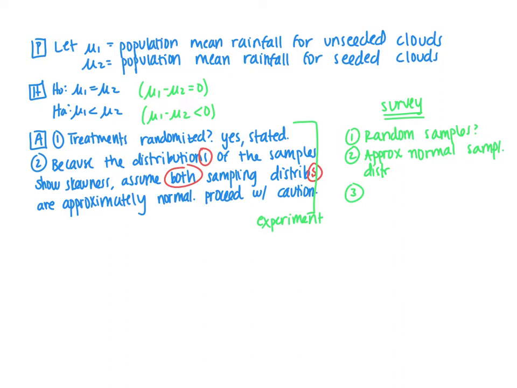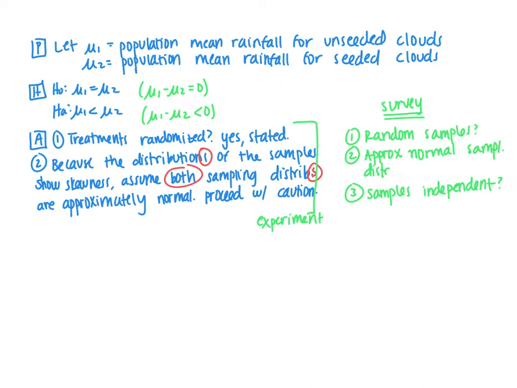If it's a survey or an observational study, your samples need to be independent. So how one sample was chosen needs to be independent of how the second sample was chosen. Again, that only applies if sampling is done. So if you have a survey or an observational study.